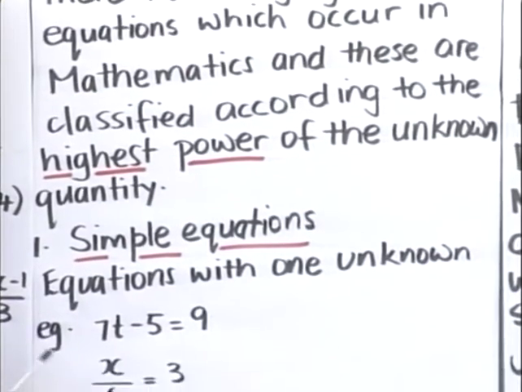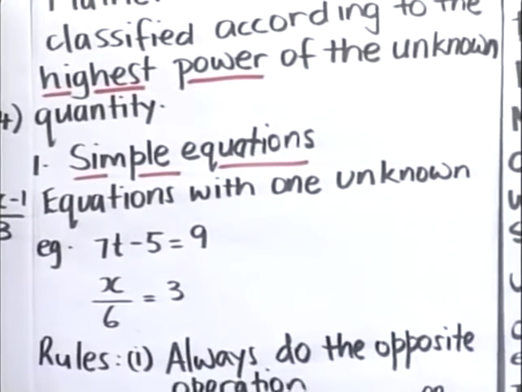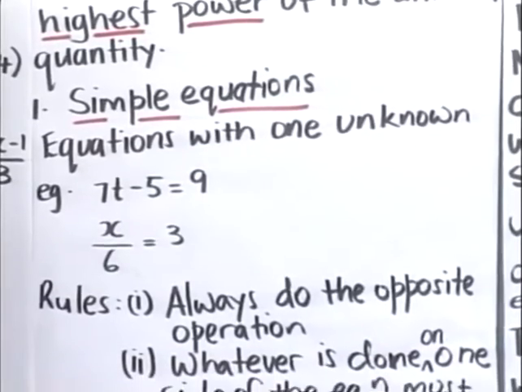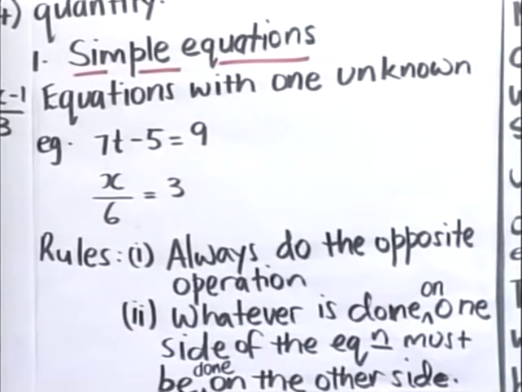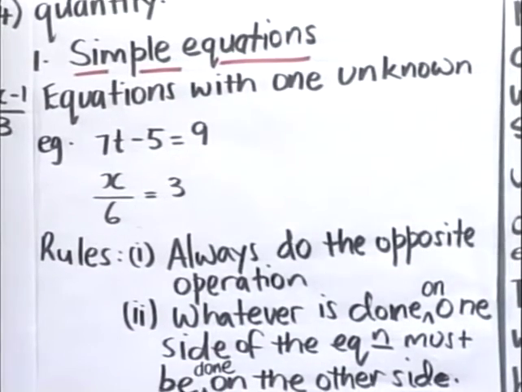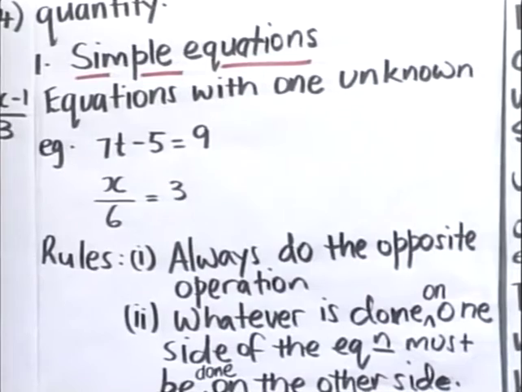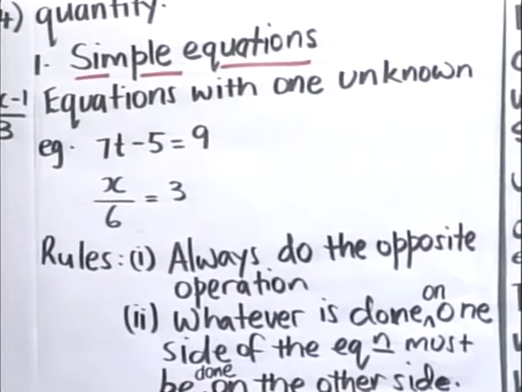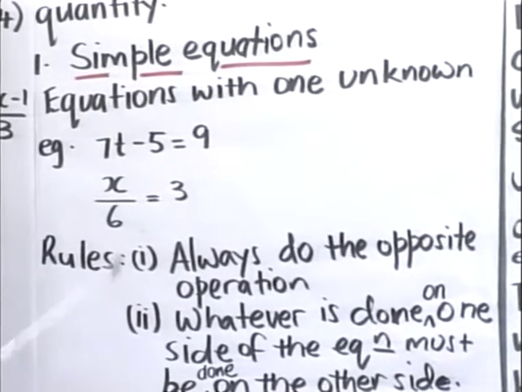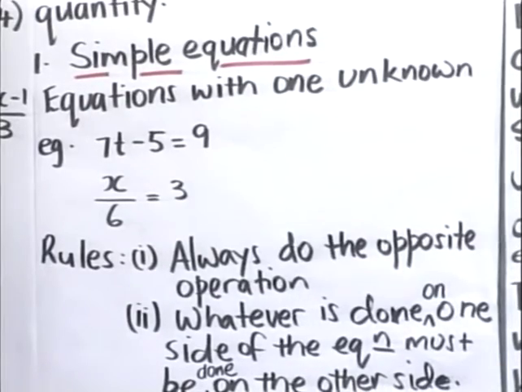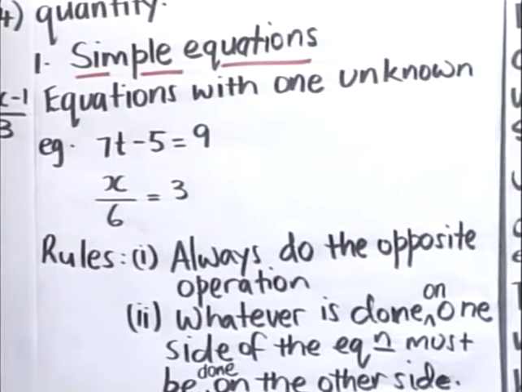These simple equations are those equations with one unknown. The unknown is also raised to the power of what? 1. The highest power here is 1. Once you see that the highest power is different, or it's more than 1, or even less than 1, then it's no longer a simple equation. I've got 2 examples here. I've got 7t minus 5 equals 9 and x over 6 equals 3. Both of these are simple equations.